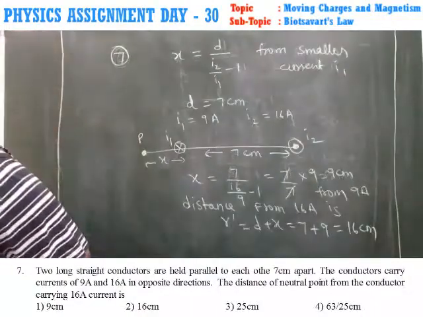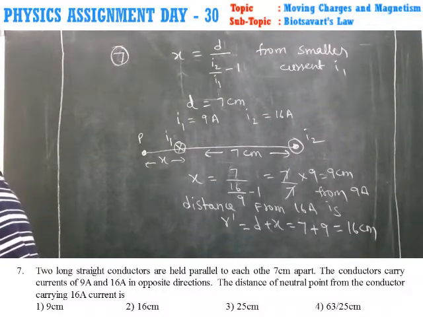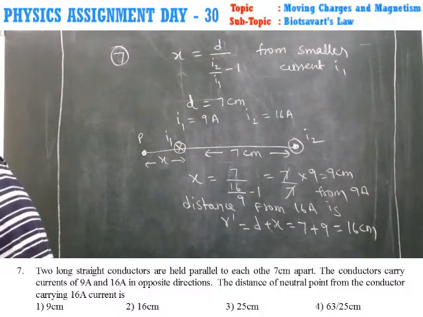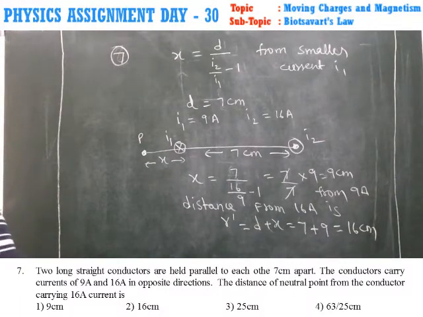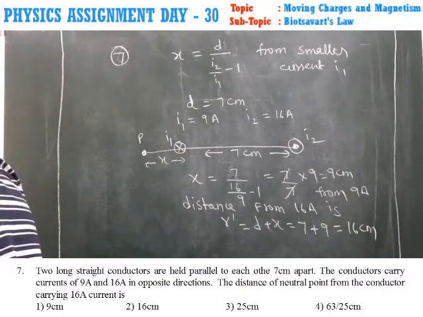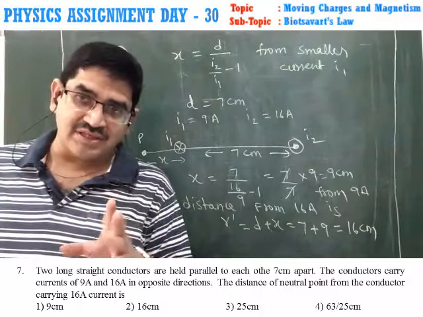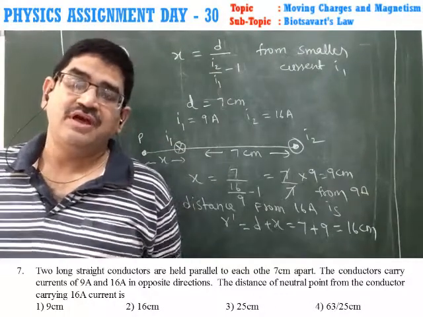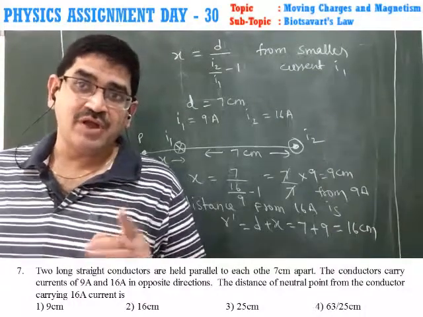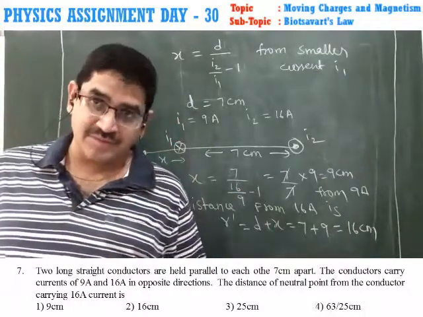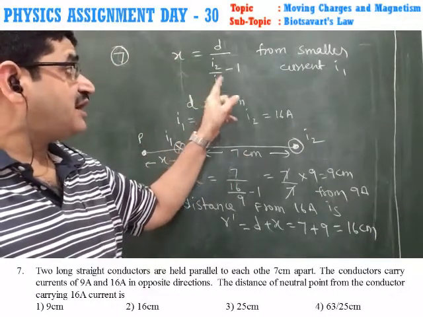In the seventh problem, two long straight conductors are held parallel to each other 7 centimeters apart. The conductors carry currents of 9 ampere and 16 ampere in opposite directions. The distance of the neutral point from the conductor carrying 16 ampere current is asked. This is also a similar question, only the direction of the currents is opposite. When the direction of currents is opposite, the null point will be formed outside the system of the conductors, at a distance given by x equal to d by (I2 by I1 minus 1).